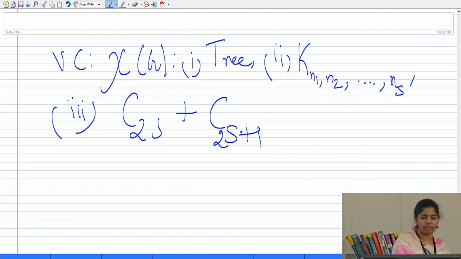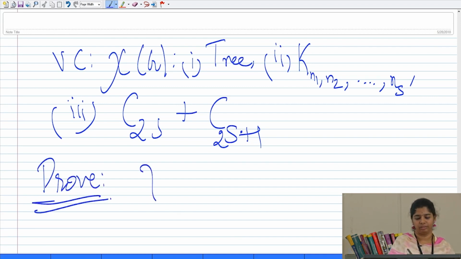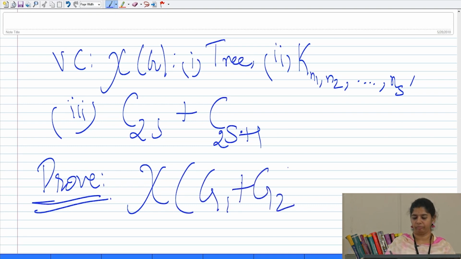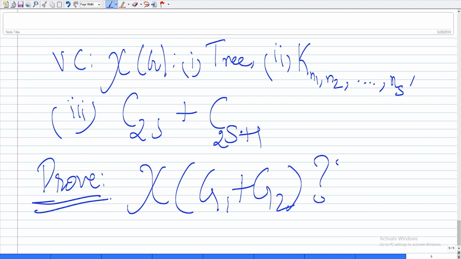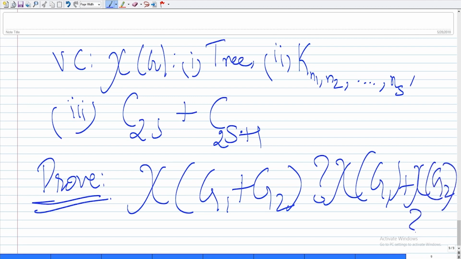So, in this light I will also give you one more hint. Okay, I will leave it, we will talk about it tomorrow. How are they related? Chi of G1 plus G2 and chi of G1 plus chi of G2. Is it less than or greater than or equal to? So, think about these questions. So, next we will go into edge coloring.